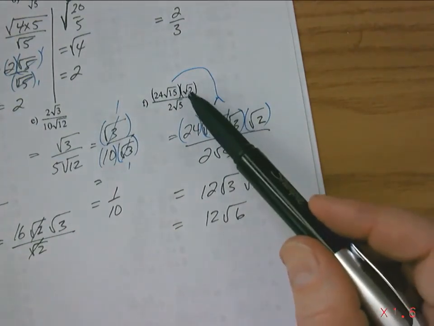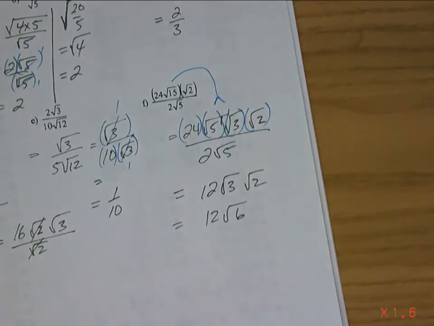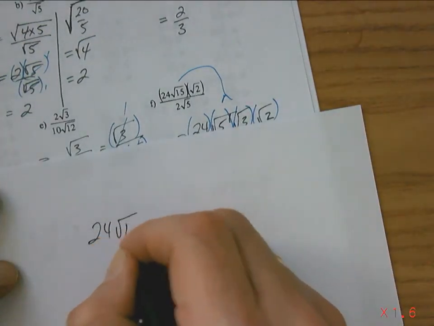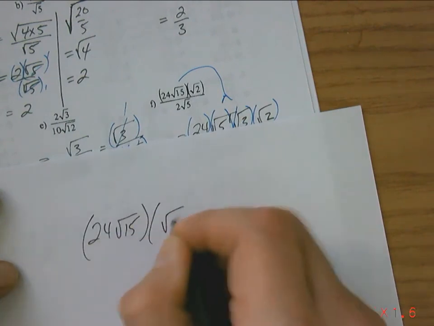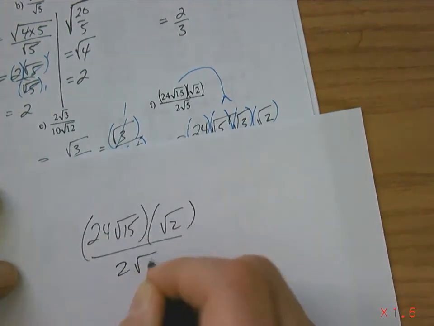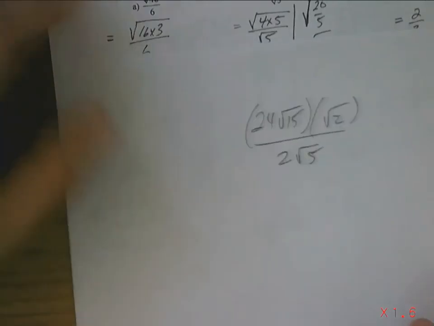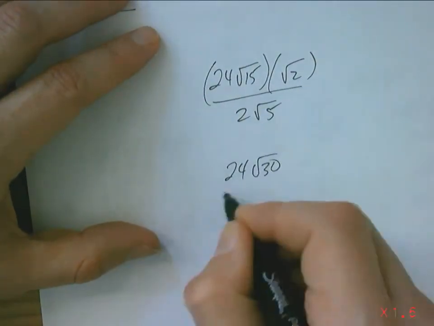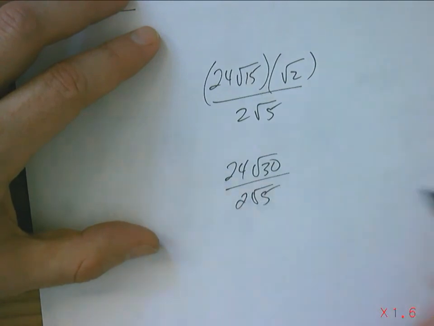Other ways to do that, I could have put the 15 and the 2 together to get root 30. Let's take a look at that real quick. I'll grab another piece of paper. So let's say I had 24 root 15 over 2 root 5. Here's another different way of doing the exact same question. Could have been 24 root 30 over top of 2 root 5.